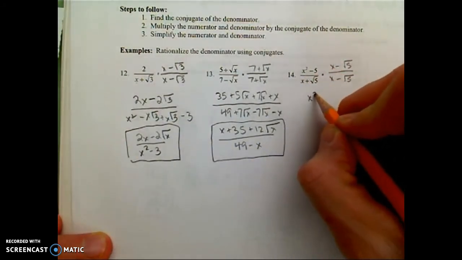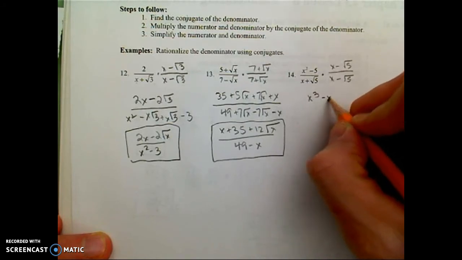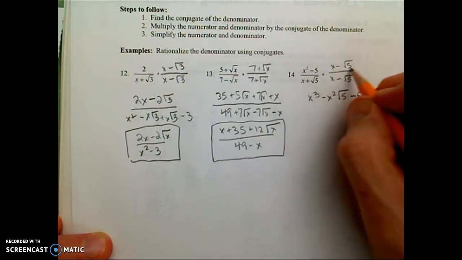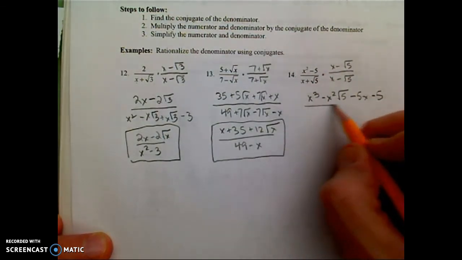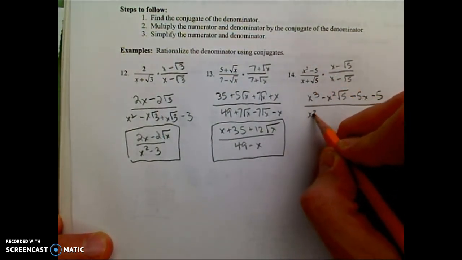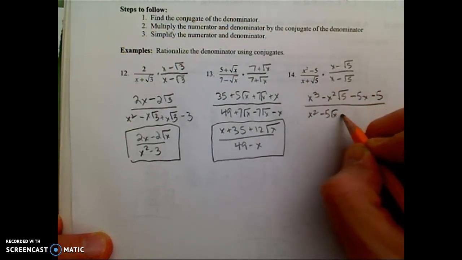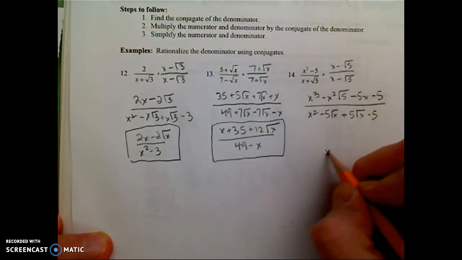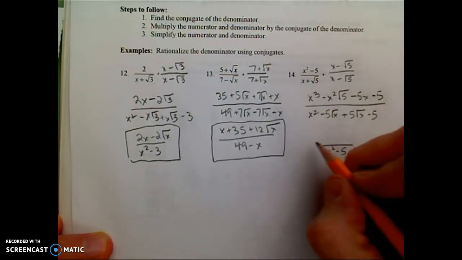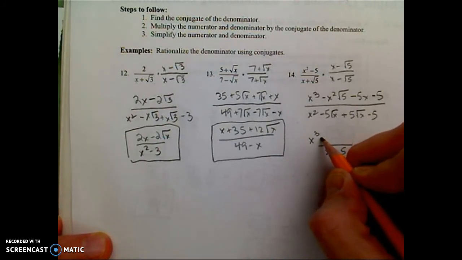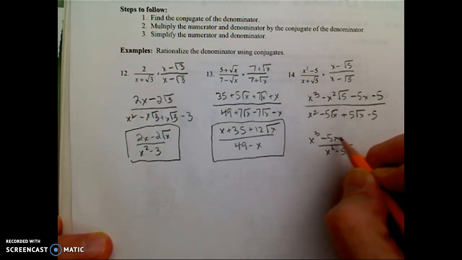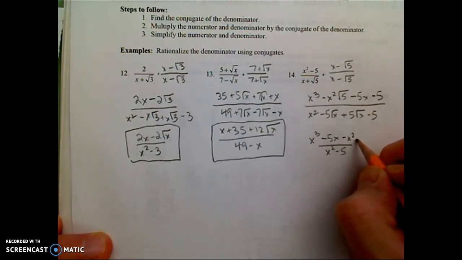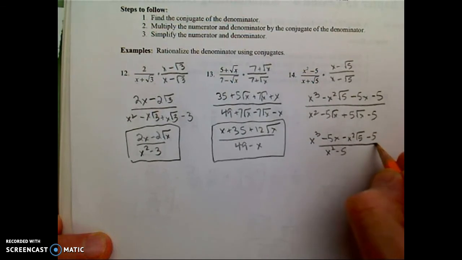X squared times x, x to the third, minus x squared times square root 5, minus 5x minus 5. My denominator, x times x, x squared, minus 5 square root x, plus 5 square root x, and then minus 5. So my denominator, x squared minus 5, my numerator, x to the third, minus 5x, minus x squared times square root 5, minus 5.